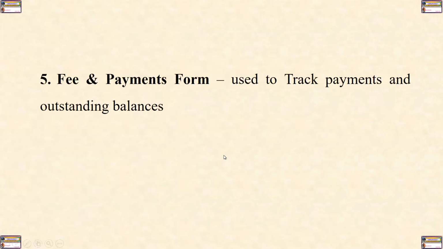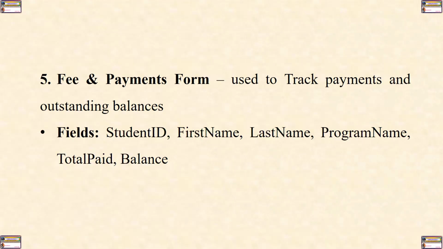Our next form is the fees and payments form. Now, this one is used to track payments and outstanding balances. Now, the fields in this form will come from different areas. The student fees and payments form contains the following fields: student ID, first name, last name, program name. Now, those ones are not in the same table. Student ID, first name, last name are from the students table. Program name is from the programs table.